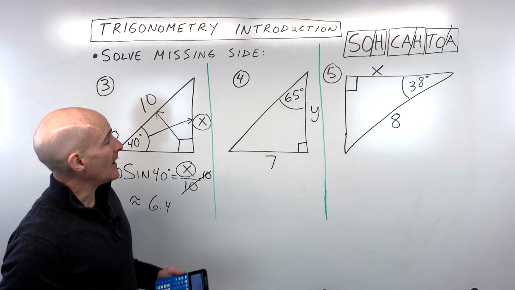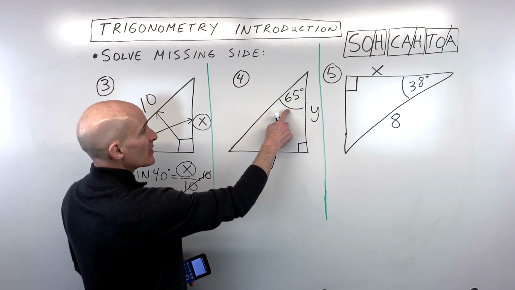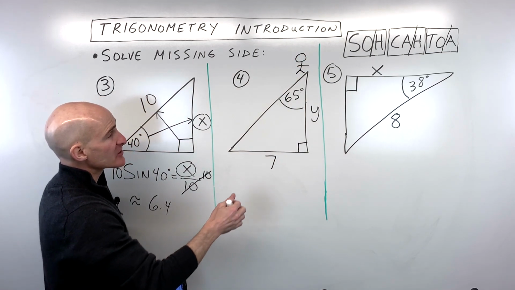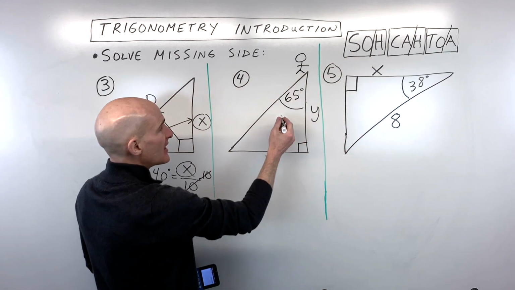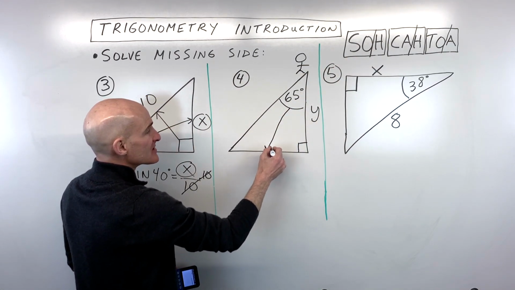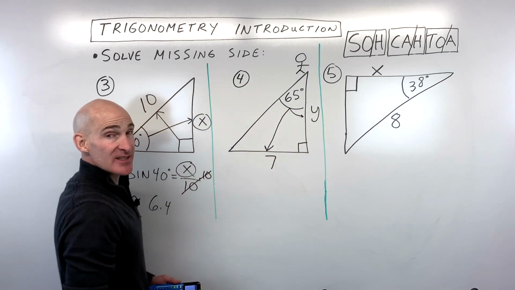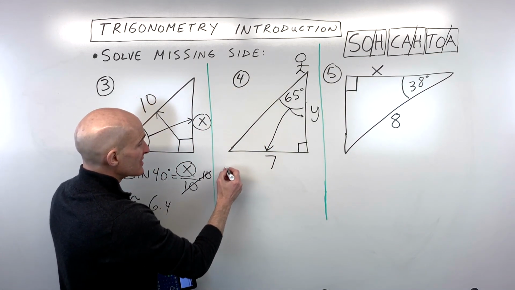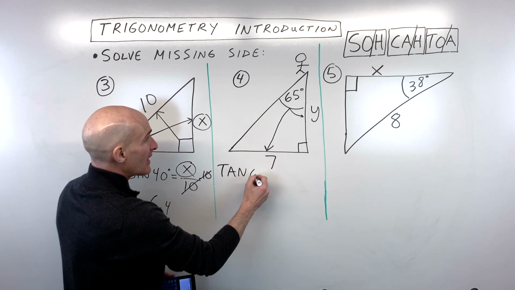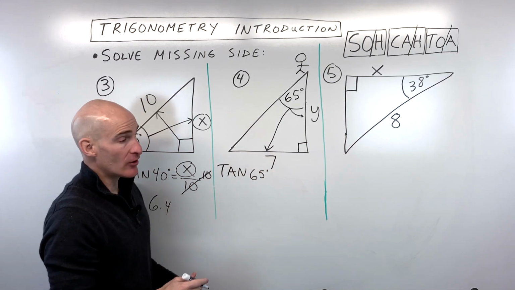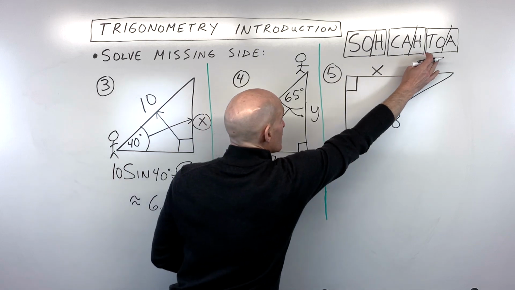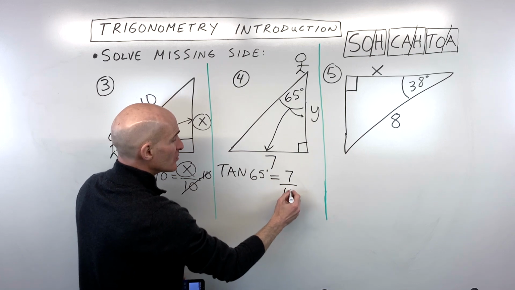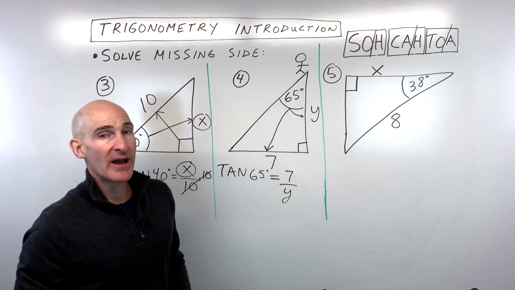Okay, let's look at number 4 now. So for number 4, this angle is what we're dealing with here. So let's position ourselves at the 65-degree angle. And we want to ask ourselves, what ratio, sine, cosine, or tangent, ties together the opposite side and the adjacent side? Well, opposite and adjacent, that's our tangent, that's our TOA. So we're going to say the tangent of 65 degrees, so it's always sine, cosine, or tangent of the angle, equals the ratio of the second divided by the third, in this case the opposite 7 over the adjacent, which is y.